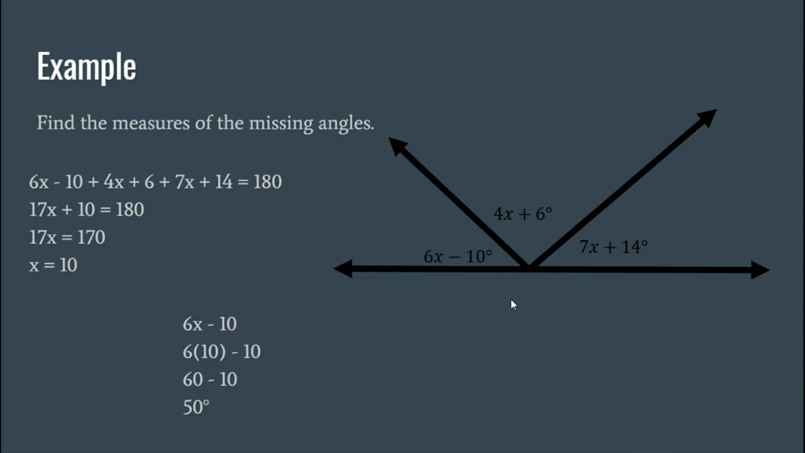Okay, and then we'll do that to the second angle. Substitute in for x, and then simplify. So my second angle here is 46 degrees, and then my last angle here. Substitute in, simplify, and that's my third angle.